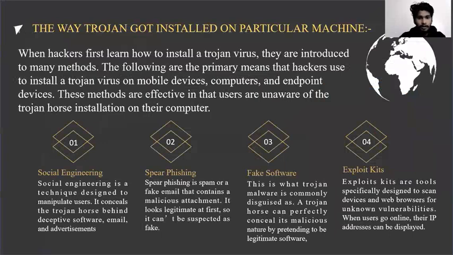The way a Trojan gets installed. The Trojan gets installed by hackers, and the primary means is that hackers install Trojans on mobile computers and independent devices. The methods by which a Trojan gets installed: First, social engineering. It is a social technique that the Trojan uses through software, emails, and advertisements. Second, spear phishing.